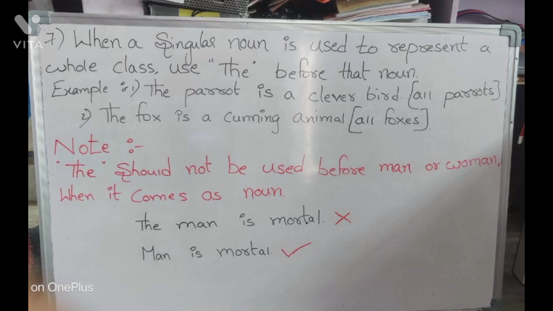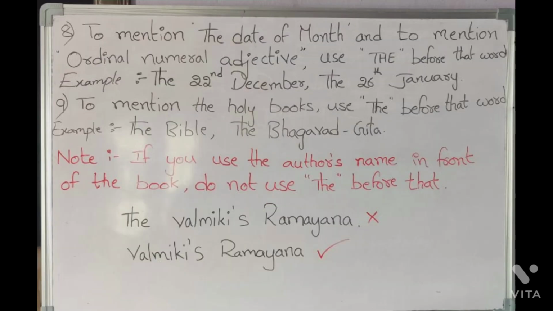And "the" is used for mentioning the date of birth and ordinal numeral adjectives, so we use "the" before those words. For example, the 7th March, the 30th December. So these are the examples. To mention the date of the month or an ordinal numeral adjective, we use the word "the" before those words.